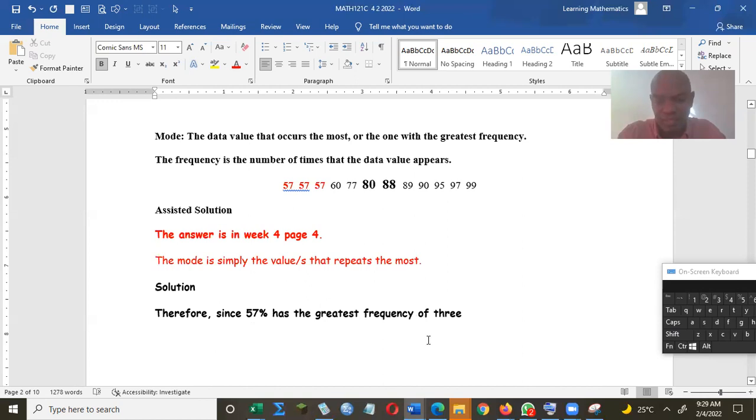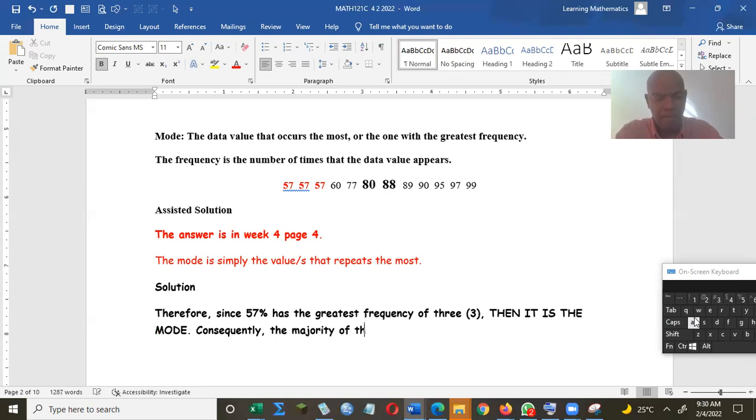okay, look at that. When we see THREE, we say 3. When we see this, we say 3. Words to symbols, that is mathematics, okay? Always bear that in mind. Since 57% has the greatest frequency of 3, then it is the mode. Consequently, the majority of the students scored 57%.